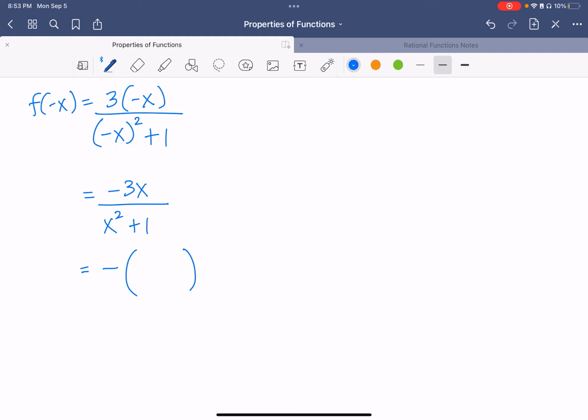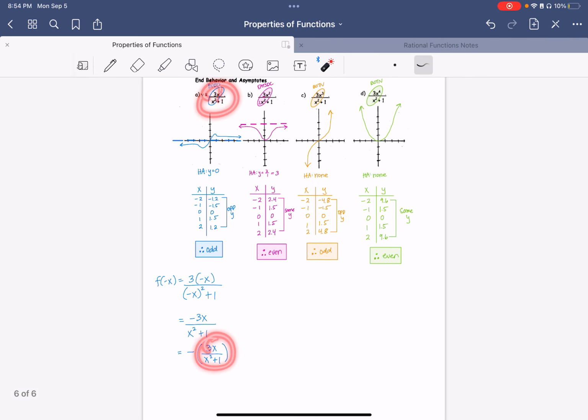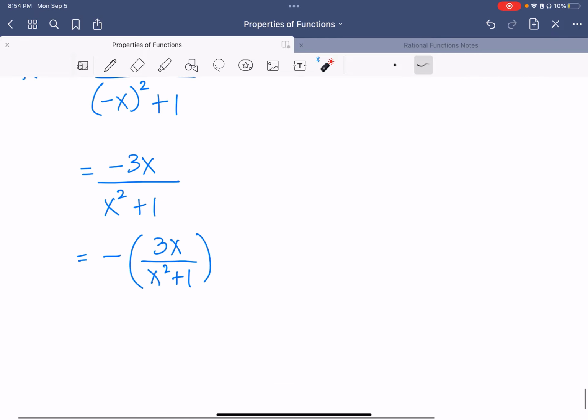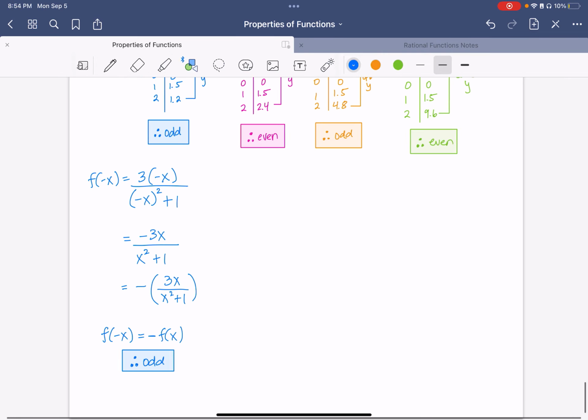And remember, when you take a negative out of a fraction, you only do it to the top or the bottom, never both. I'm only going to take it out of the top, and I'm going to leave the bottom the same. Now, observing just this bottom one, you can see that it is the same as what we started with at the top. So I'm going to write the conclusion that when I plugged in a negative x, I got the same thing as f of x, the same thing as what I started with, but with a negative in the front. Okay, so for that reason, another piece of evidence that this function is odd.